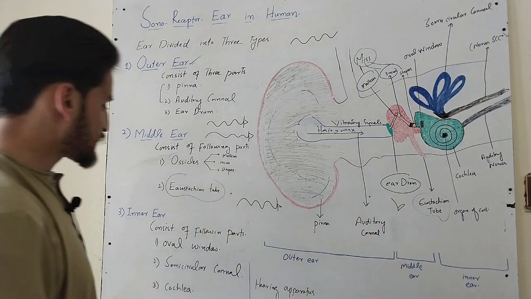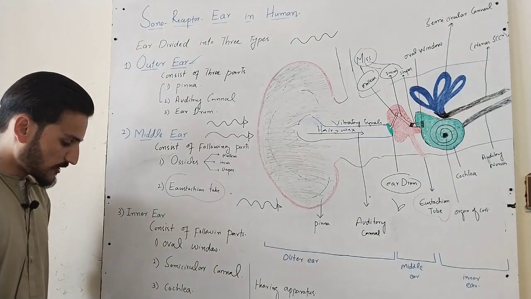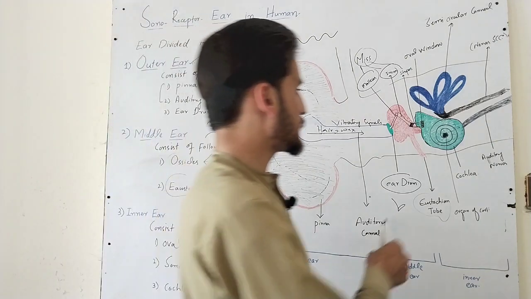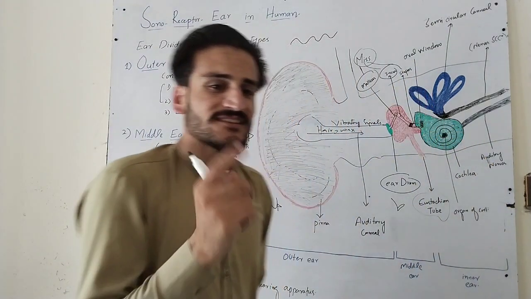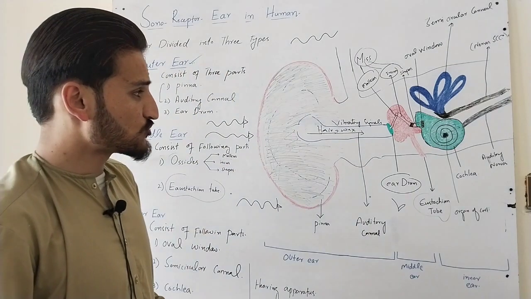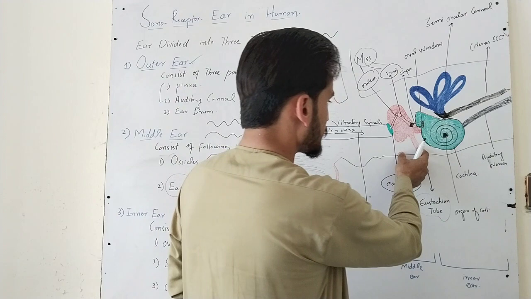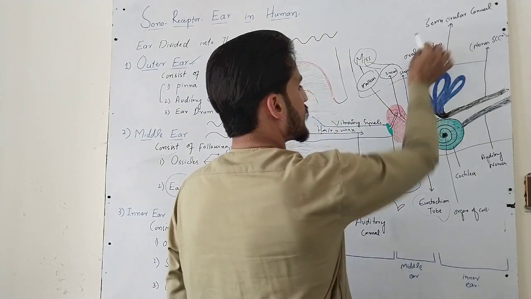The inner ear consists of the following parts: the oval window, the semicircular canals, the cochlea, and the nerves. This is the oval window, a small window-like structure which separates the middle ear from the inner ear. This is called the oval window.